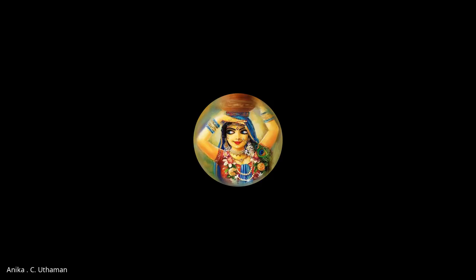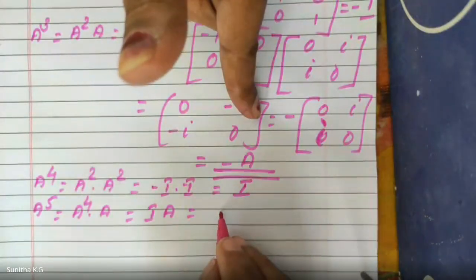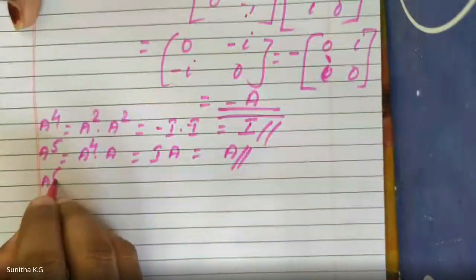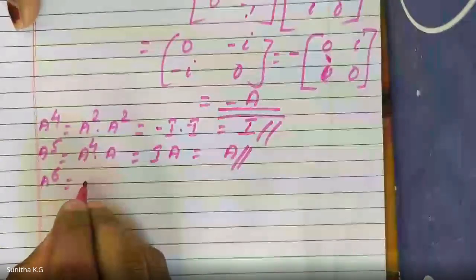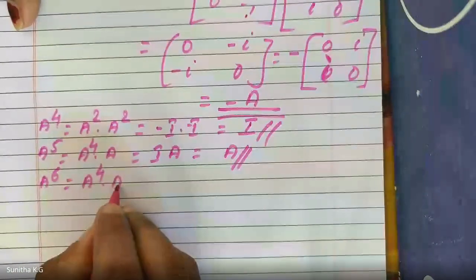Okay, I into A. What is I into A? A. Simple, you got the values, right? A raised to 6. What is A raised to 6? A raised to 4 into A square. A raised to 5, A raised to 4 into A square.